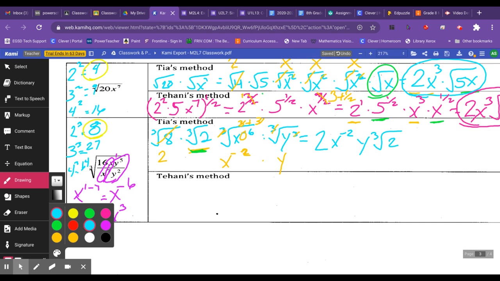Now, this is one way of writing it. Or, because we have that negative right here, negative means it goes in the denominator. So we could also write this, 2 valid answers, 2y cubed root of 2 over x squared. Either one of these works as an answer.